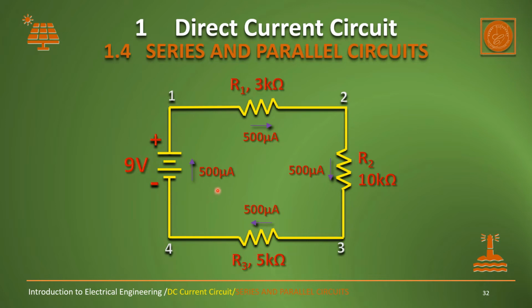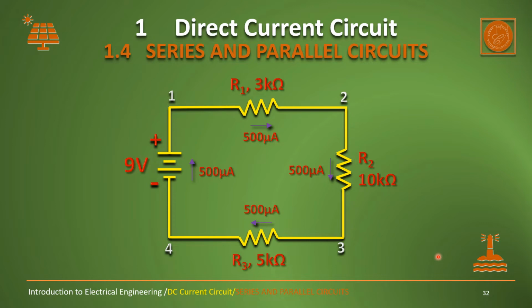According to the first principle, in a series circuit, the current in every component is the same. So the current in R1, R2, and R3 is the same, equal to 500 microamp. Now we know the amount of current through each resistor.